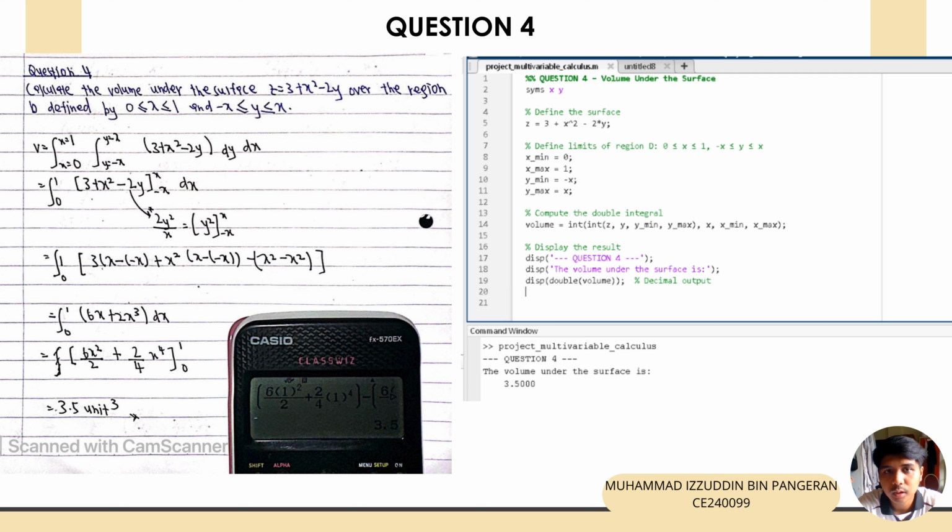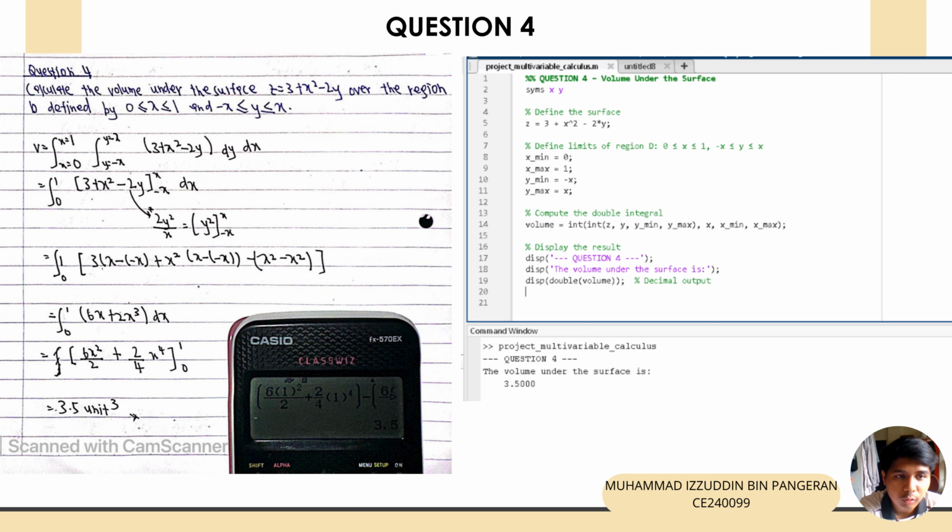For the MATLAB coding, I define the surface function and the integration limits symbolically. Then I use a double integration, first with respect to y and then with respect to x. I convert the final result to a decimal using the double function. The output was 3.5, which matches my manual solution exactly.